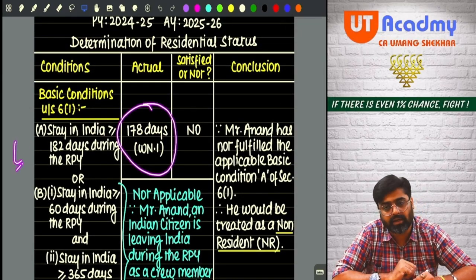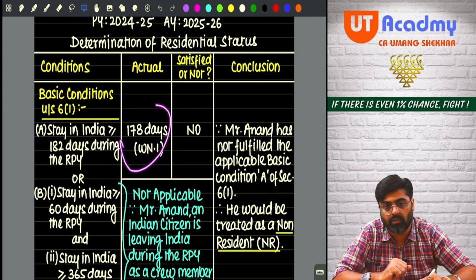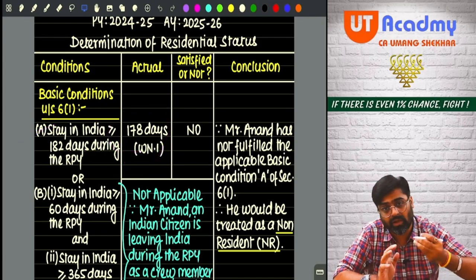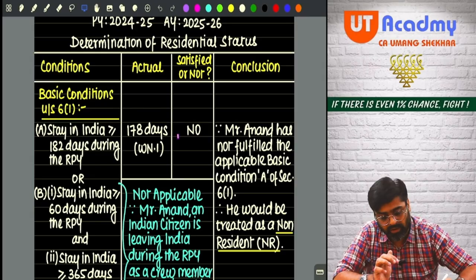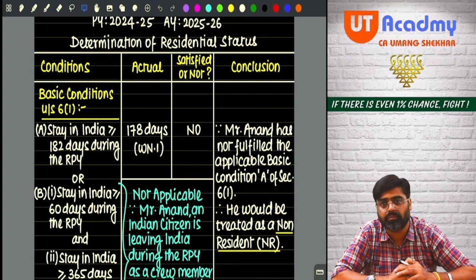This says 182 should be minimum stay or more. How much is your stay? 178. Is the basic condition A applicable? Yes. The only applicable basic condition is A. Are you satisfying? No. What will be the status? Write down the conclusion. That's it.